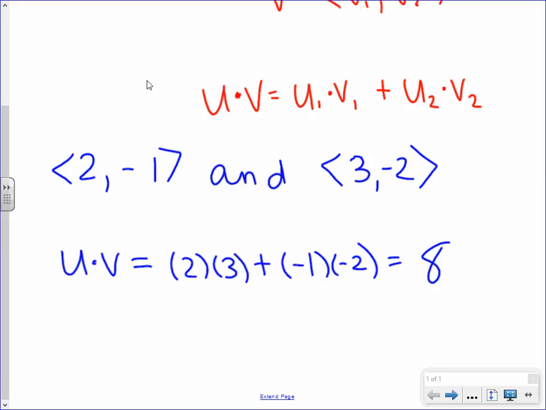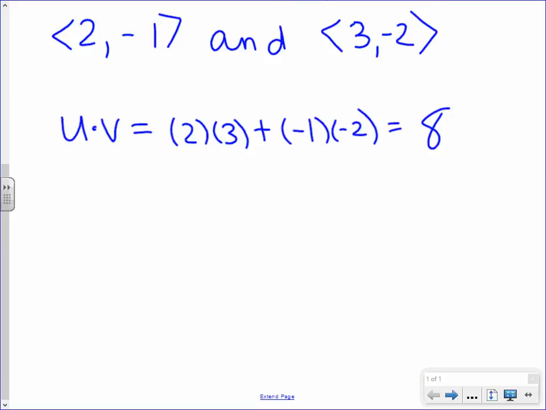Okay, so here's the deal about a dot product. A dot product is a scalar. It is not a vector. The cross product is how we take a product of two vectors and get a vector. And we will do that when we're all done with our AP material.